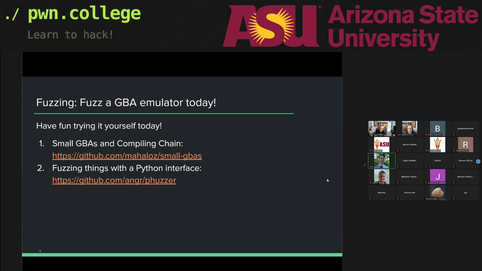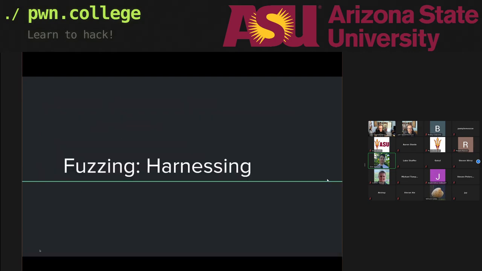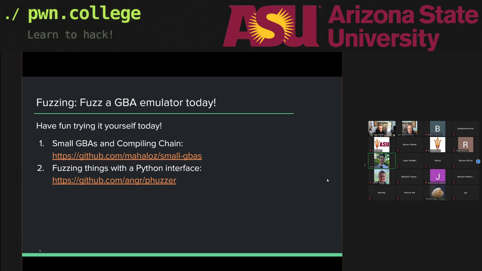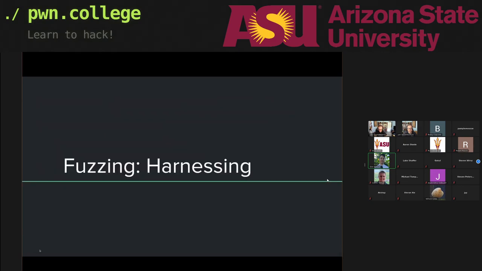If you're interested in it, you can find my little repo here, small GBAs, that has some of these tiny GBAs I talked about, as well as a compiling chain, as well as our fuzzing interface called Fuzzer PH from the Angr platform. We have all our binary stuff there, which leads me into the next part, which is fuzzing harnessing. But again, if you're interested in any of this other stuff, go check it out.